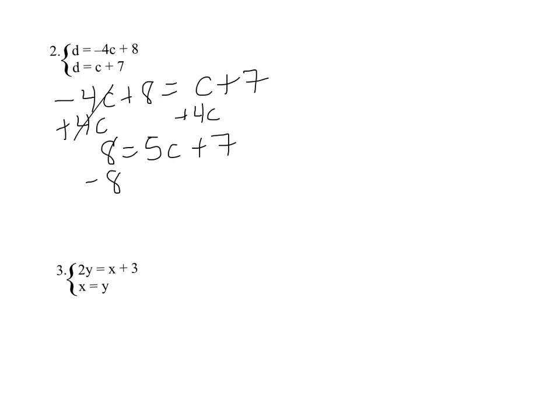And then I'm going to subtract 8 from both sides. Nope, I'm sorry. I'm going to subtract 7 from both sides. And I'm going to get 1 equals 5c. Then you divide by 5, and you get that c is equal to 1/5.